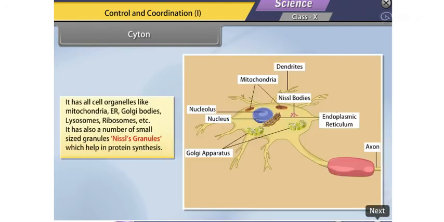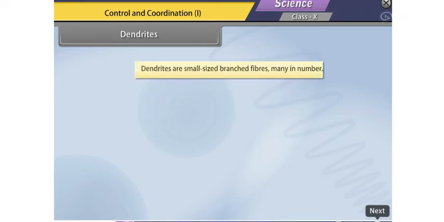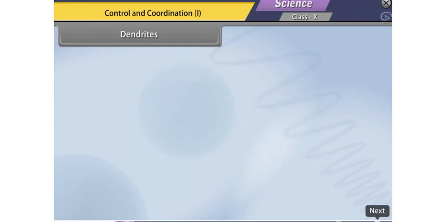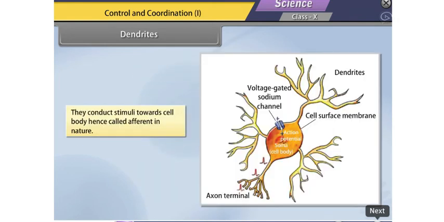It has all cell organelles like mitochondria, ER, Golgi bodies, lysosomes, ribosomes, etc. It also has a number of small-sized granules, Nissl's granules, which help in protein synthesis. Dendrites. Dendrites are small-sized branched fibers, many in number. They conduct stimuli to the cell body, hence called afferent in nature.